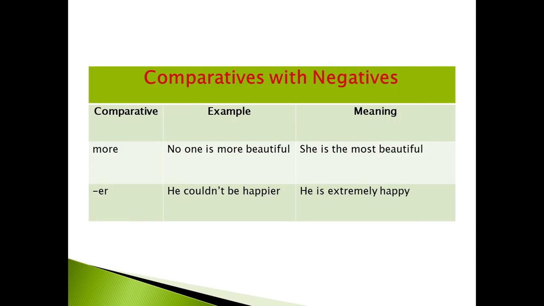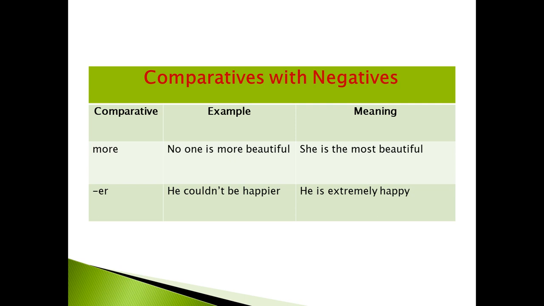Nah, sekarang kita lihat comparative with negative. Biasanya comparative itu menggunakan more atau menggunakan akhiran R. Contohnya, no one is more beautiful. Tidak ada satupun yang lebih cantik. So, maknanya adalah she is the most beautiful. Kalau tidak ada satupun yang lebih cantik, maka dia yang paling cantik. Kan seperti itu. Kemudian, he couldn't be happier.